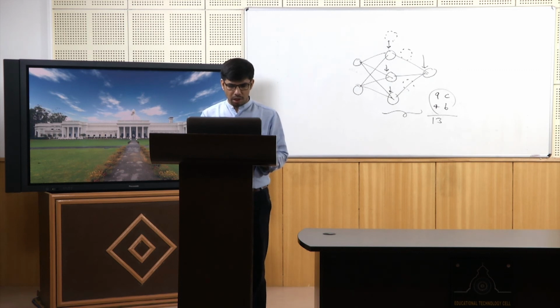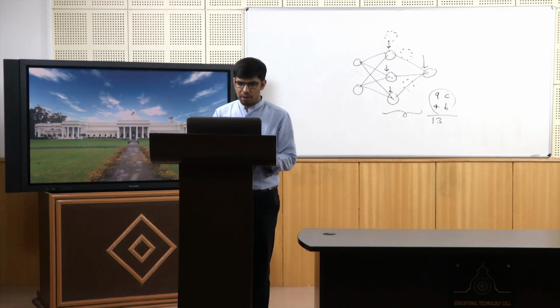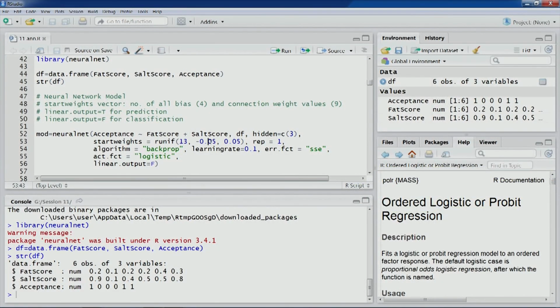You can see startweights runif 13 values, and as we talked about, typically we initialize these values from -0.5 to 0.5. The same thing is mentioned here. These particular values are going to be used for the initialization step. And then when we see another argument, rep, that is for the number of repetitions, the number of times that we want to train our model. We just want to run it once.